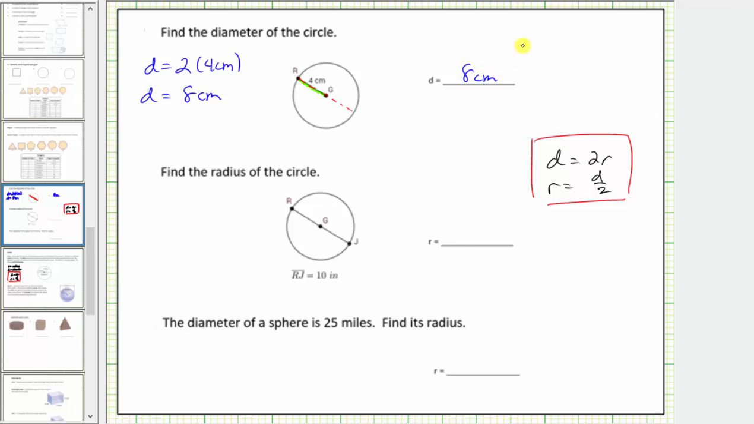In the next circle, we're given the length of segment RJ is 10 inches, which means the diameter is 10 inches, and we're asked to determine the radius. Looking at the figure, notice how we can see the radius is equal to half the diameter, and therefore the radius is equal to 10 inches divided by 2, or 5 inches. But if we want to show some work, we can say the radius is equal to d divided by 2, which is 10 inches divided by 2, and therefore r is equal to 5 inches.